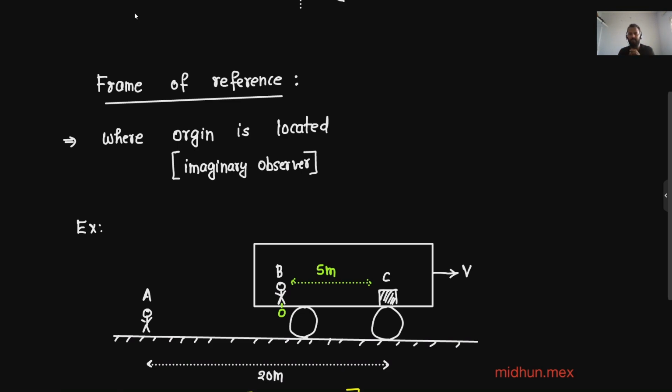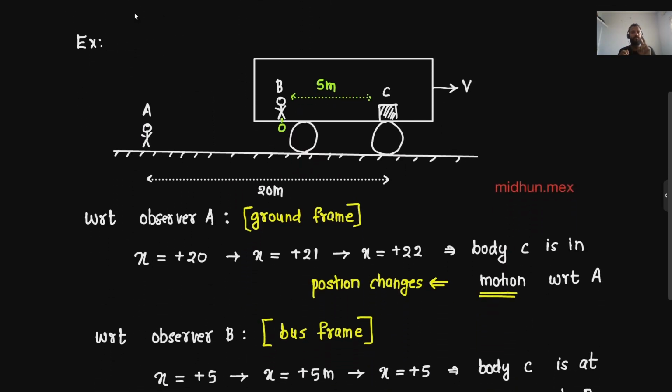And once you know what a position is, we can start with the frame of reference. What is frame of reference? Wherever the observer is located, there is an imaginary observer present at the origin. That observer is giving you the problem. Think like that. An observer is located at the origin. The observer can be of two types. Suppose the observer is standing on ground, we say we are doing problems in ground frame. Observer standing on bus, we say we are doing problems on bus frame.